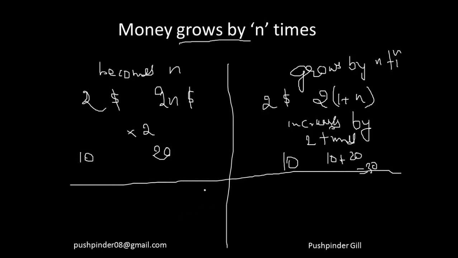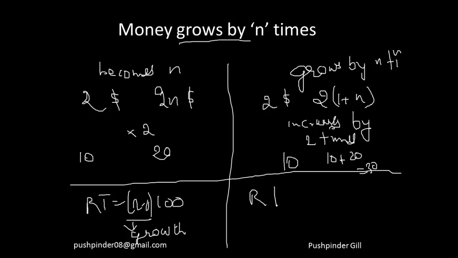I hope you're understanding. If money is becoming N times, then R into T is N minus 1 into 100. What is this N minus 1? This is nothing but the growth of money. Let's suppose money became double. That means it grew by 1 time. Money became 3 times, it grew by 2 times. So in this case, I don't need to multiply. I just need to say R into T is N into 100. That's what I need to say. I hope everyone is understanding that when money becomes N times, R into T is N minus 1 into 100.